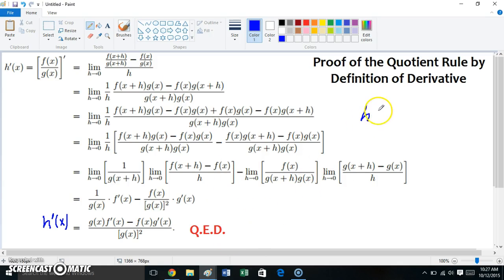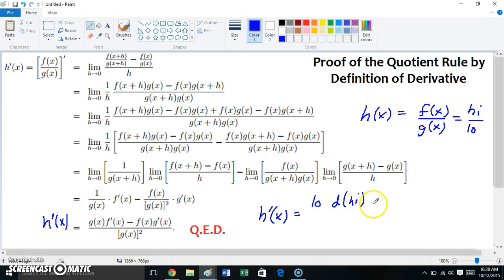Okay, if you do call your function h of x is f of x over g of x, sometimes they refer to the high piece and the low piece of the fraction. So h prime of x is low d high minus high d low over low low. So if the little jingle helps you remember, d low just means derivative of low, d high means derivative of high.